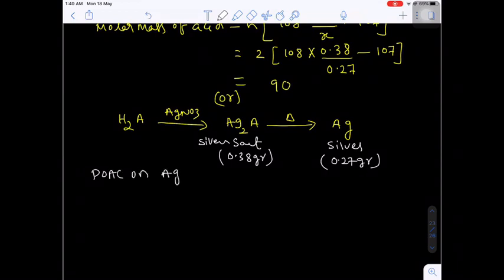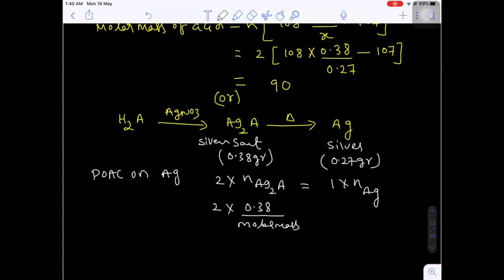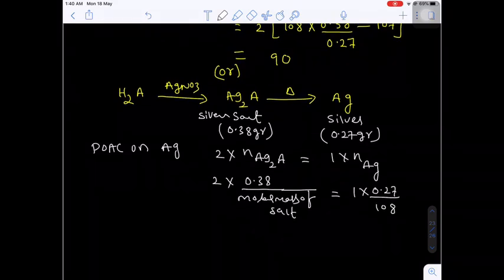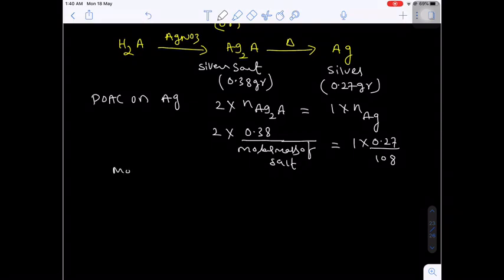POAC on the silver atom. The index of silver in the silver salt is 2, into the number of moles of silver salt. Index of silver is 1, number of moles of silver. So 2 into, what is the weight of the silver salt? 0.38 by the molar mass of the salt. The molar mass of the salt, that is to be calculated, is equal to, what is the weight of the silver? 0.27. What is the atomic weight of silver? 108. From here you can calculate the molar mass.